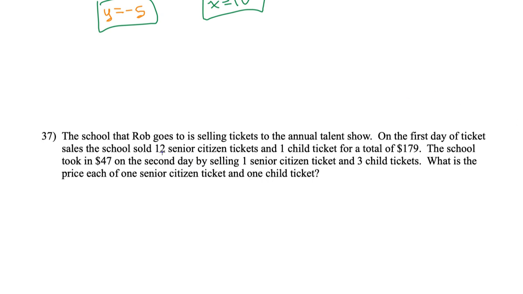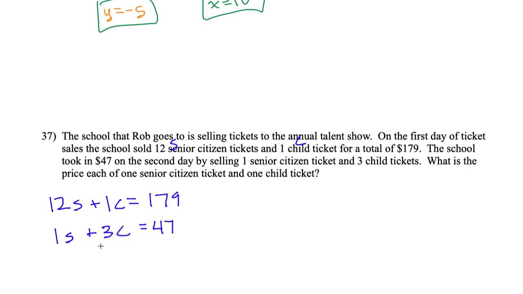So 12 senior citizens. So I'm going to do S for senior citizens, C for child. So 12S plus 1C for $179. And the school took $47 the next day by selling 1S, 1 senior citizen, and 3 child, so plus 3C. And then I need to solve these in any way that I choose.